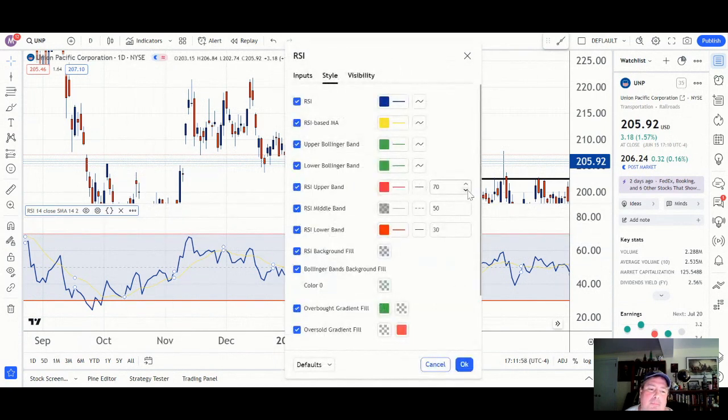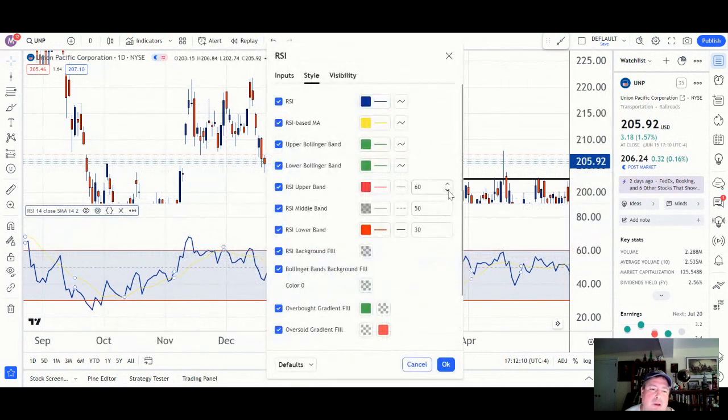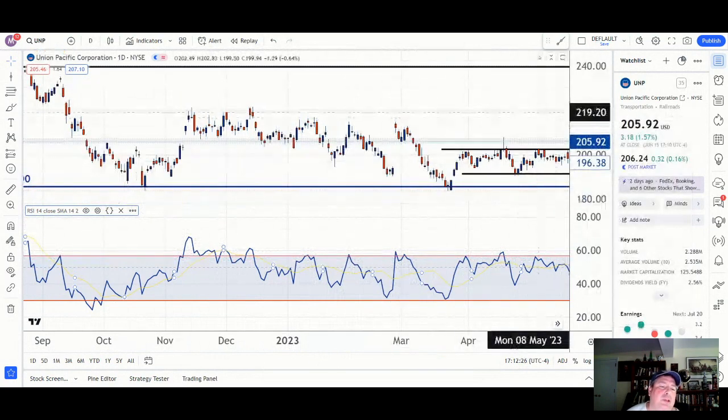We're going to drop this from 70, which is the default, down to, let's say, 60. Union Pacific gets to, actually, let me take that a little bit lower. We're going to go to just 57. When we get to 57, we're overbought. This particular stock, Union Pacific, is overbought when the RSI gets to 57.